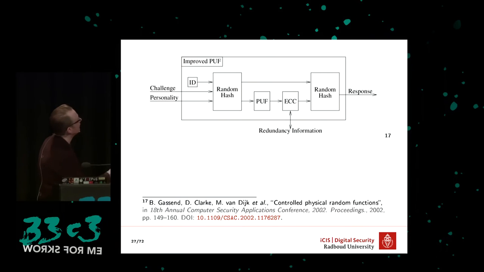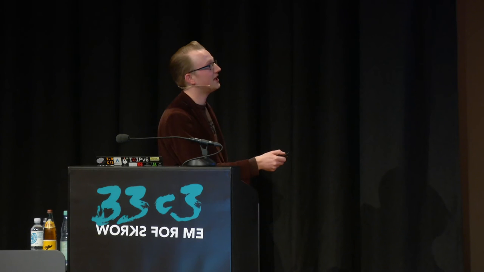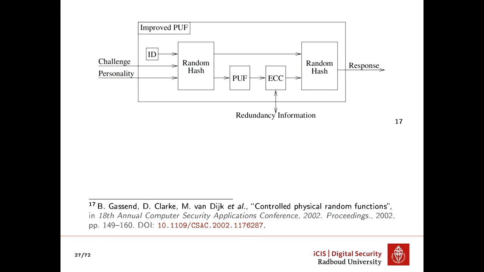So how does a controlled PUF look? You have a random hash here, you have a potential ID here, you have the PUF here, so challenge, ID, personality into the random hash. You run it through the PUF, do some error correction because PUFs are not ideal, and then the random hash again, and then the response. This is to prevent all these attacks. If you're interested in this, read the paper.